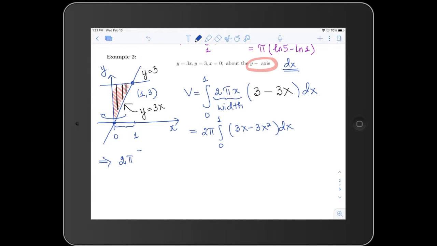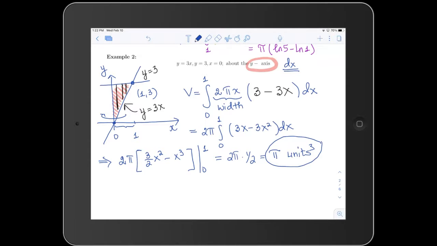So this is 2 pi times 3 over 2x squared minus x cubed. We go from 0 to 1. At 0, this expression is 0. At 1, it's easy to compute: 3 over 2 minus 1. So that's 1/2. 2 pi times 1/2 is pi. Okay, that's our volume.